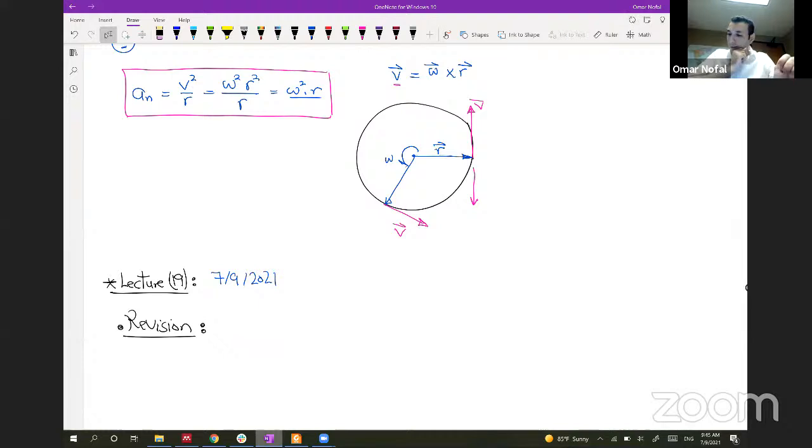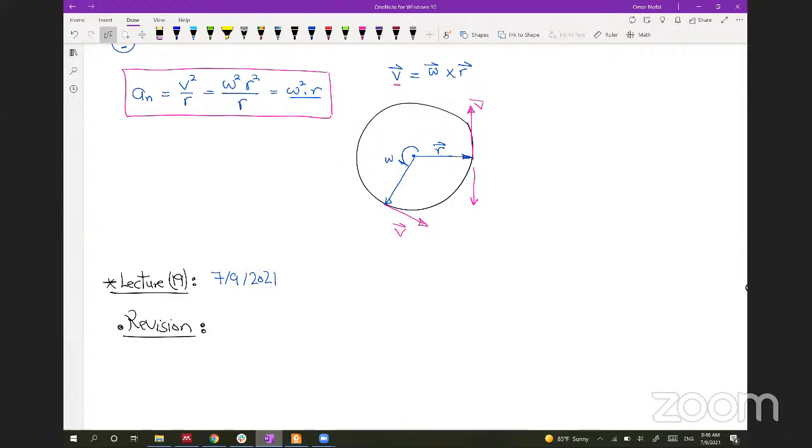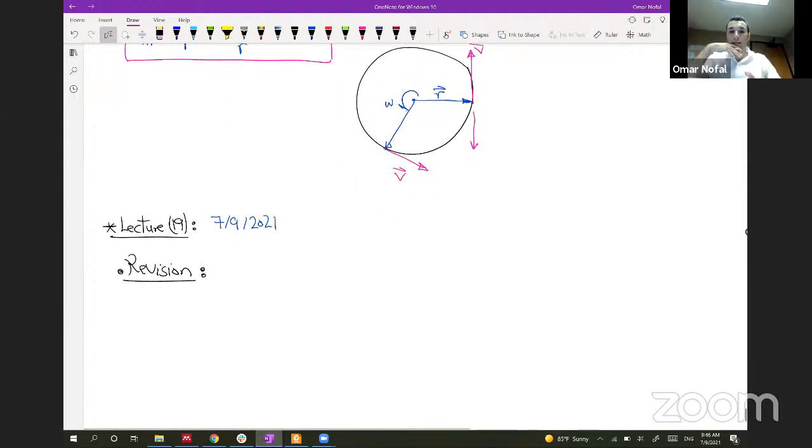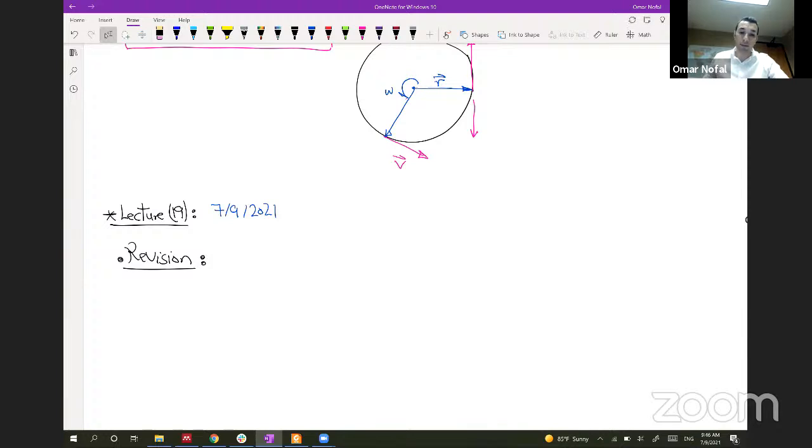Right, so I decided today to do a quick revision in the first 30 minutes and not to start chapter 16 until next Tuesday. So in the next 30 minutes, let's revise what we took so far, chapters 12, 13, 14 up to 15, in terms of the equations that we have and how we can use them, and refresh your memory on how to use the concepts that we learned over the last 3 weeks.